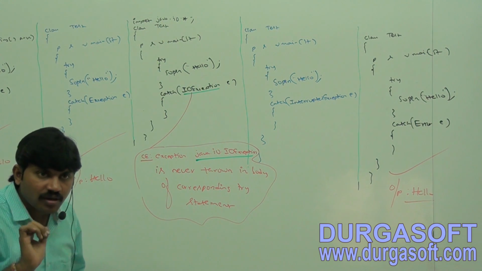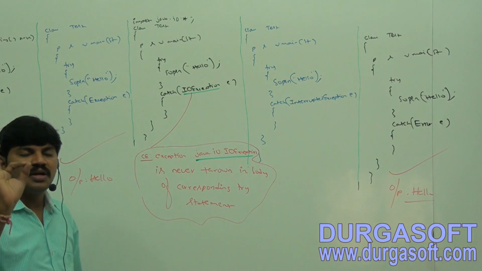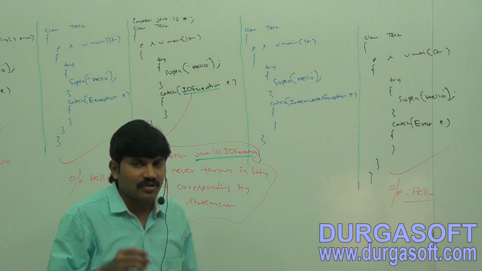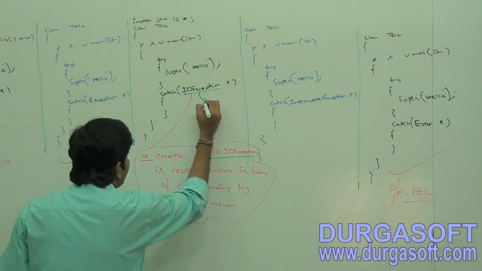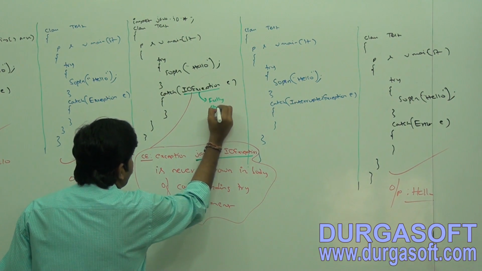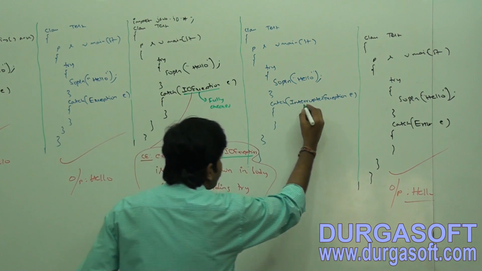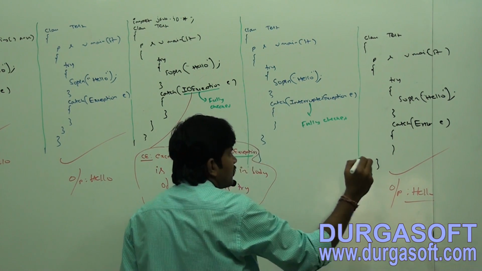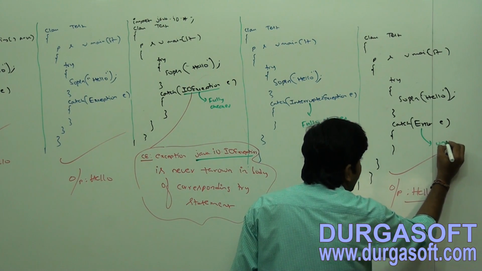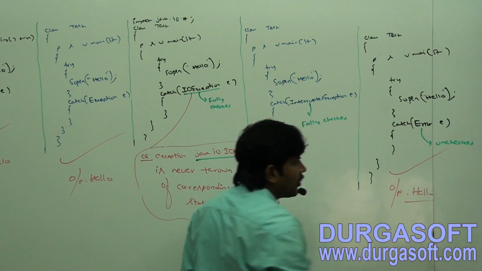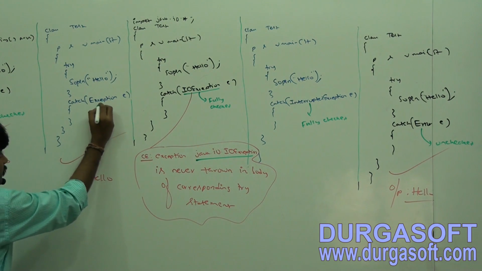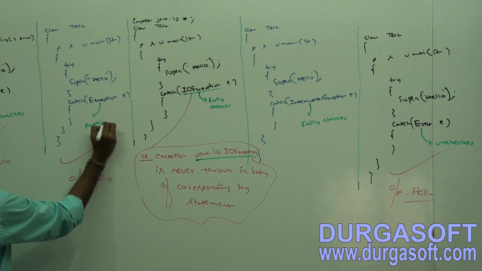But make sure this rule is applicable only for fully checked exceptions. Are you getting it? Only for fully checked. Do you know whether IOException is fully checked or not? Fully checked. Next, InterruptedException is fully checked. Next, Error is unchecked. Error is nothing but unchecked. Next, ArithmeticException is unchecked. Next, Exception is partially checked.